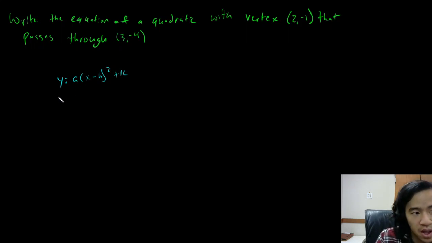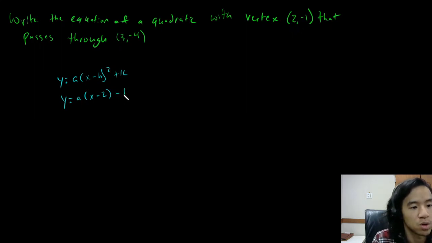Well, first we need to plug in h and k. So y is equal to a times (x minus h), which is 2, because that's our x coordinate of the vertex, plus k, which is -1. So remember, k is the y value of our vertex. So now to finish our equation, we need to figure out what a is equal to.